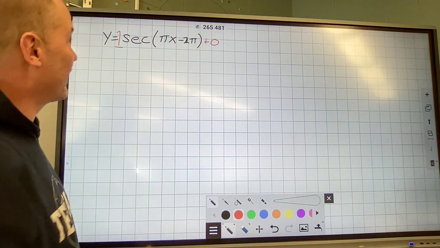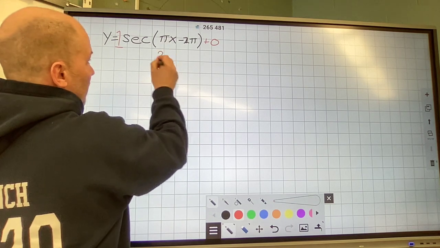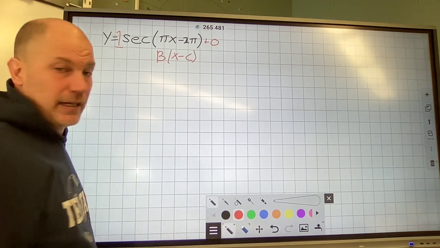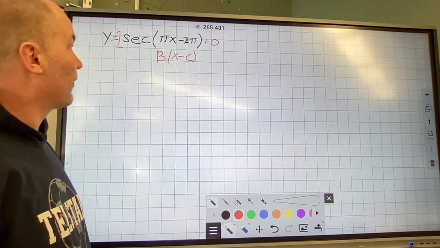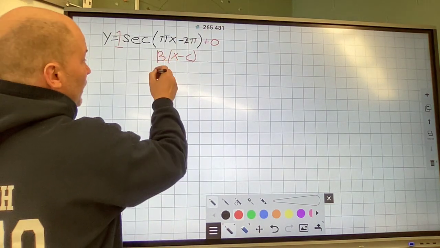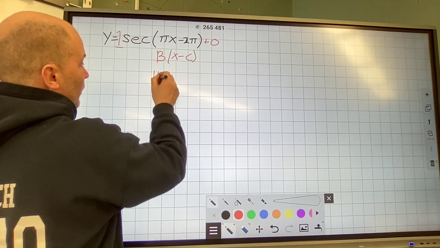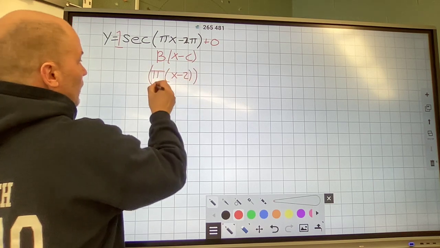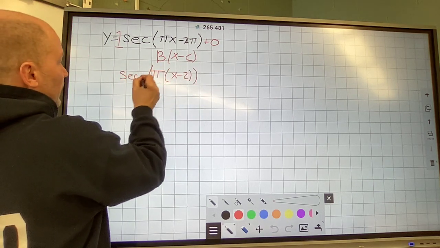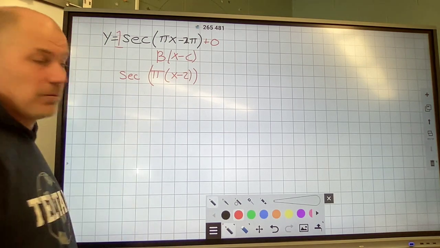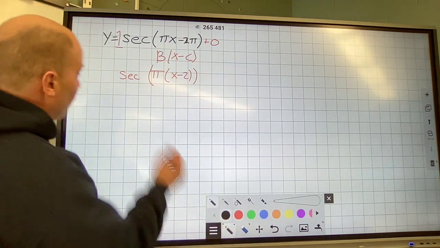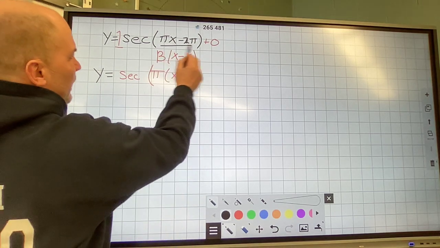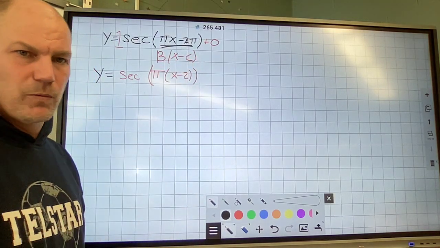But I did do one tricky thing. Notice that the middle here is not written like that, so I need to fix that first. I'm going to factor out a pi, so this is going to turn into pi times (x minus 2). I'm still doing secant, and I don't need the plus 0. So this is really the function that I'm graphing. You just have to be aware when they don't give you the function in the form that we're used to.